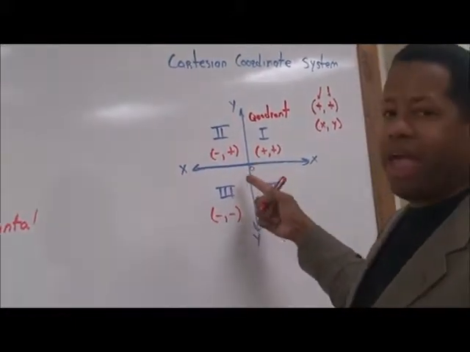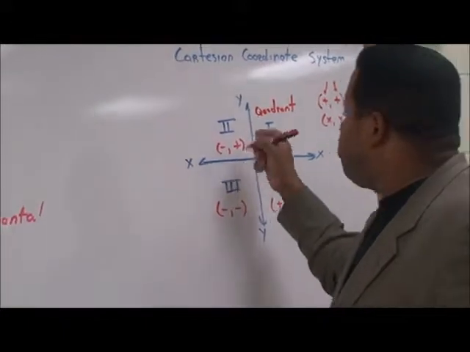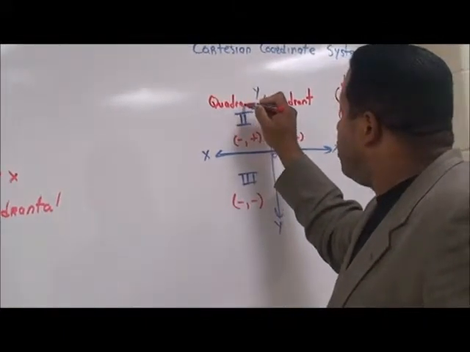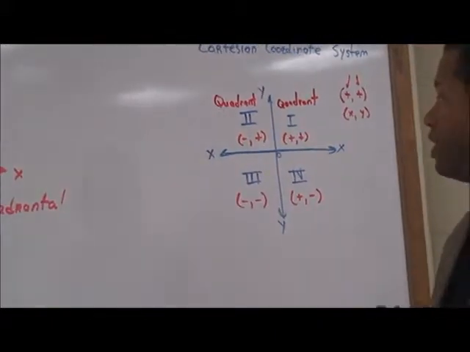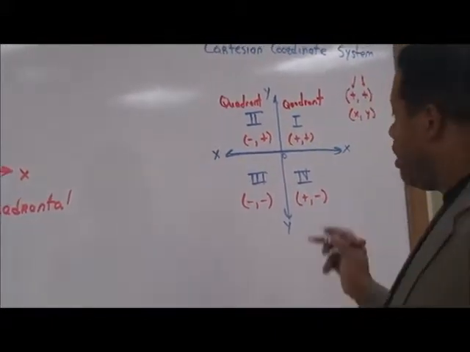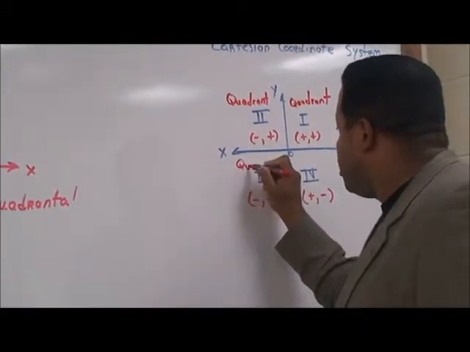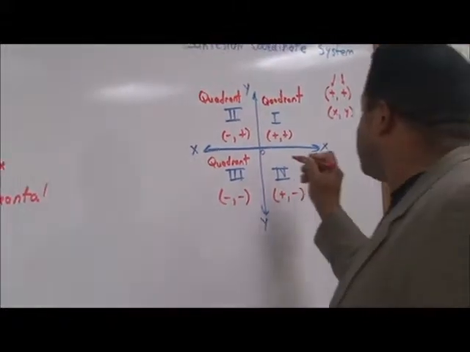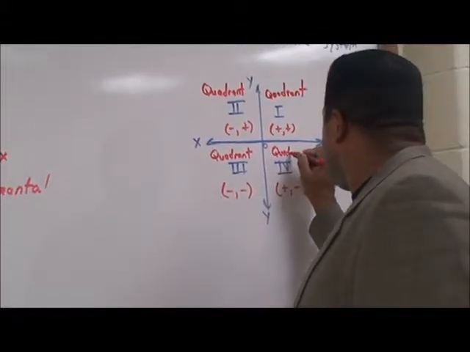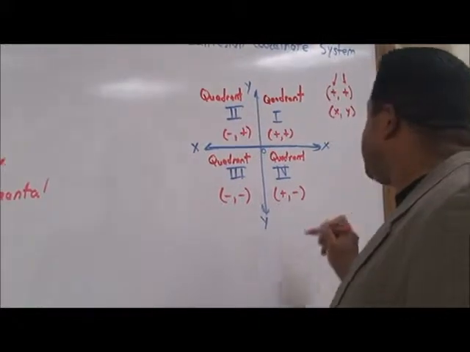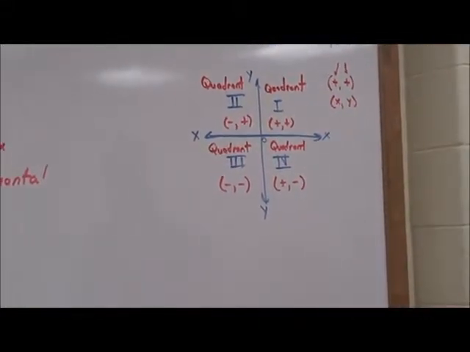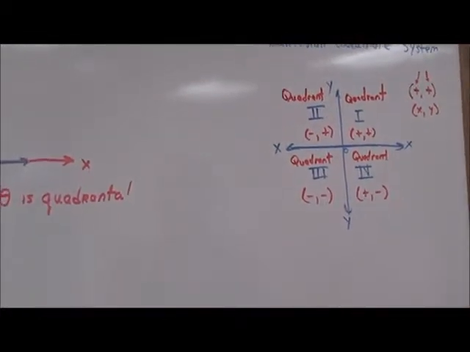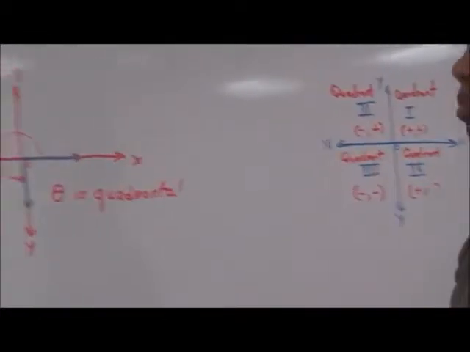How about if an angle or point lies in this portion of the graph? This will be quadrant number 2, which would be negative, positive. If we continue, this will be quadrant 3, which will be negative, negative, and this will be quadrant 4, which is positive, negative. When we get to the unit circle, all this information will be very valuable.